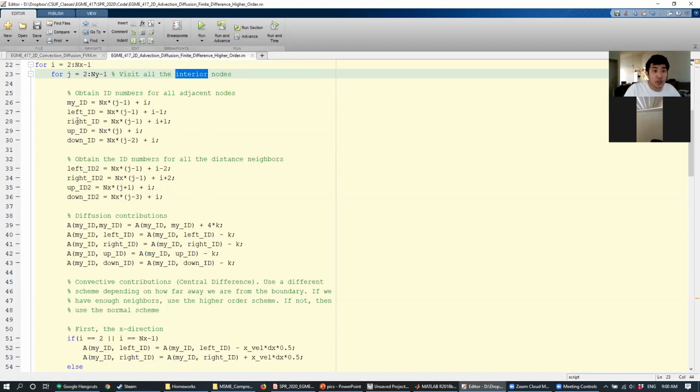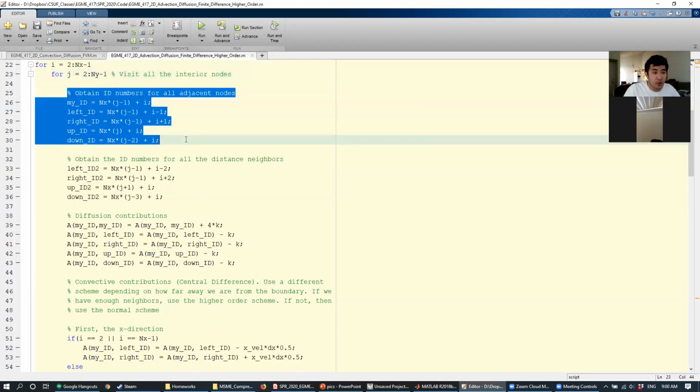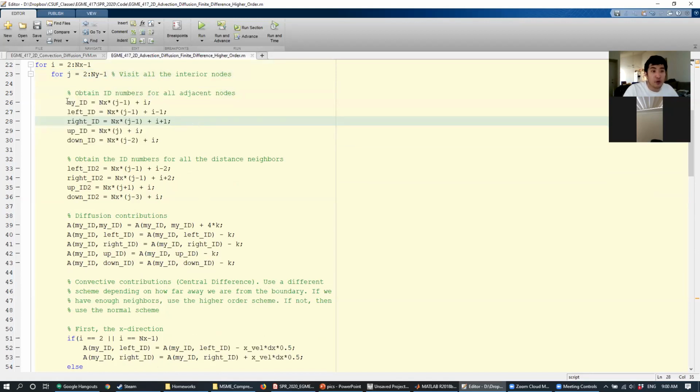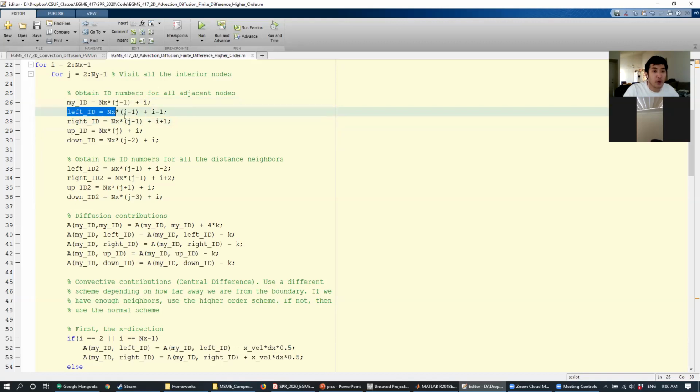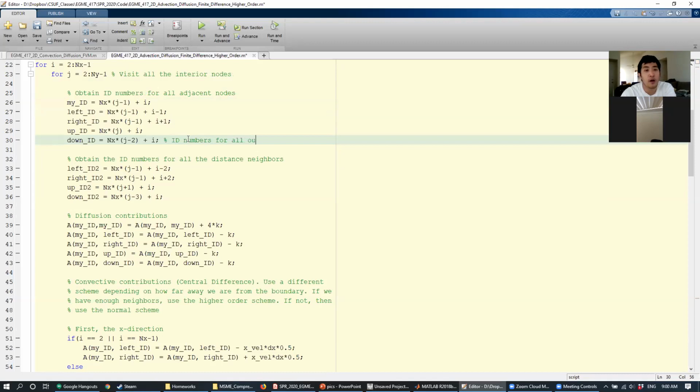Then we jump into the loop, and we have this first section of code where we compute the ID numbers for my ID and also for the left, right, up, and lower nodes. This is the same code that we've had before. These are the ID numbers for all our immediate neighbors, in other words, all the neighbors right next to us.